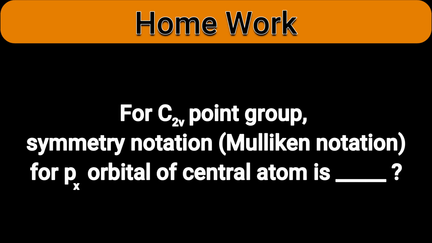Now I am asking a question to you. For the C2V point group, the px orbital can be represented by which Mulliken notation? Means which irreducible representation signifies the px orbital for the C2V point group? Just write the Mulliken notation in the comment box which represents the px orbital.